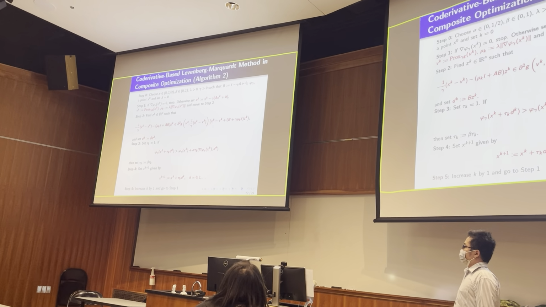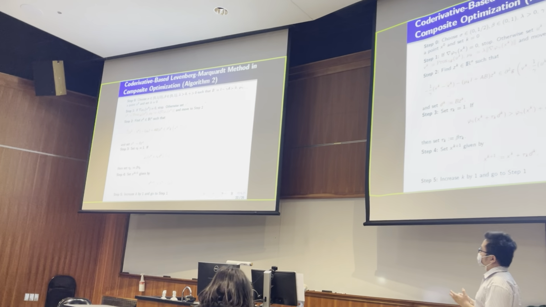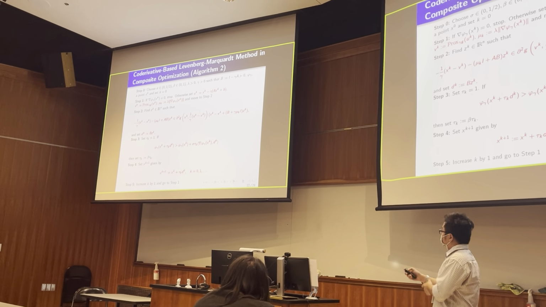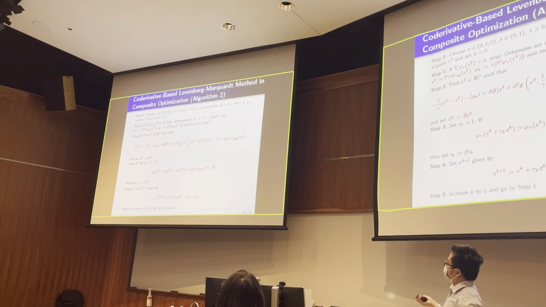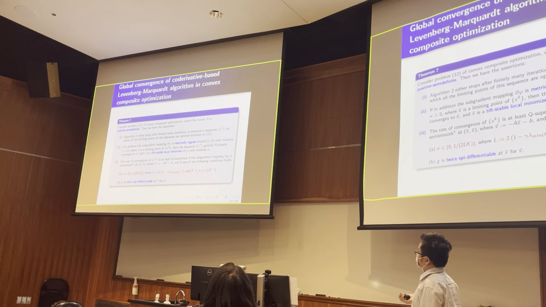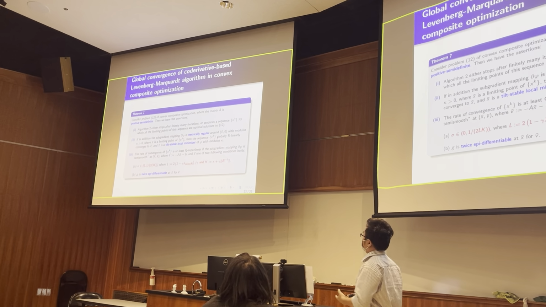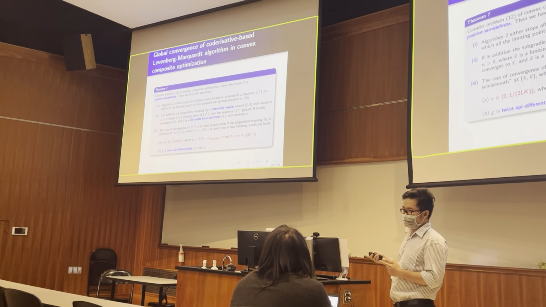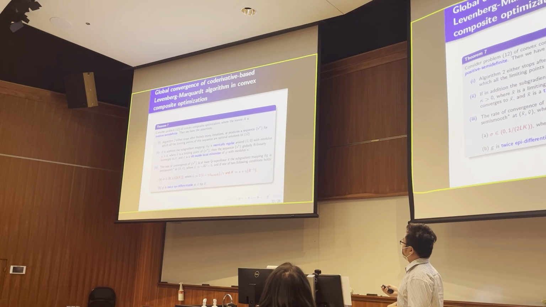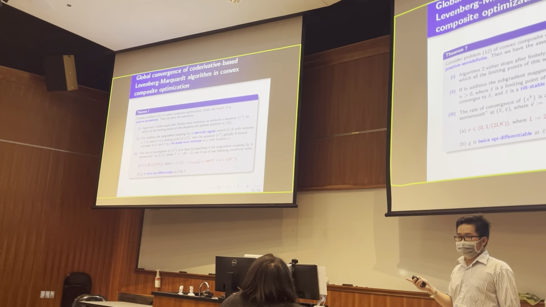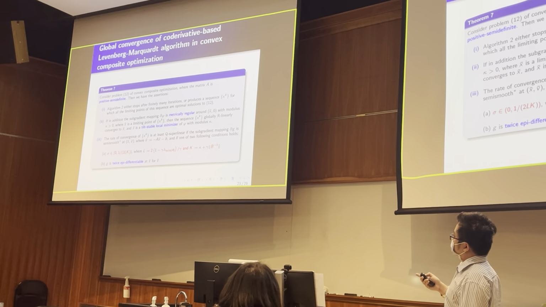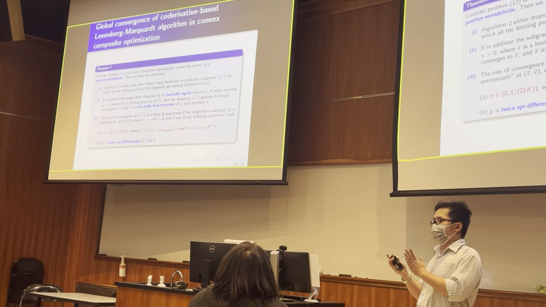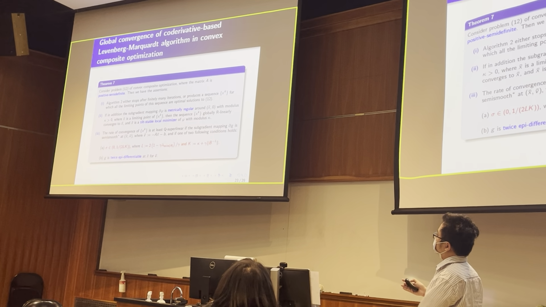And here we have our Levenberg-Marquardt algorithm for solving non-smooth composite optimization problems. Okay, so that's the algorithm here. And we have the convergence behavior of our algorithm. We assume that the metric here is positive semi-definite, just positive semi-definite. After that, we have some statements. The first one is that our algorithm will stop after finitely many iterations, or it will produce a sequence that makes the value of the function decreasing.